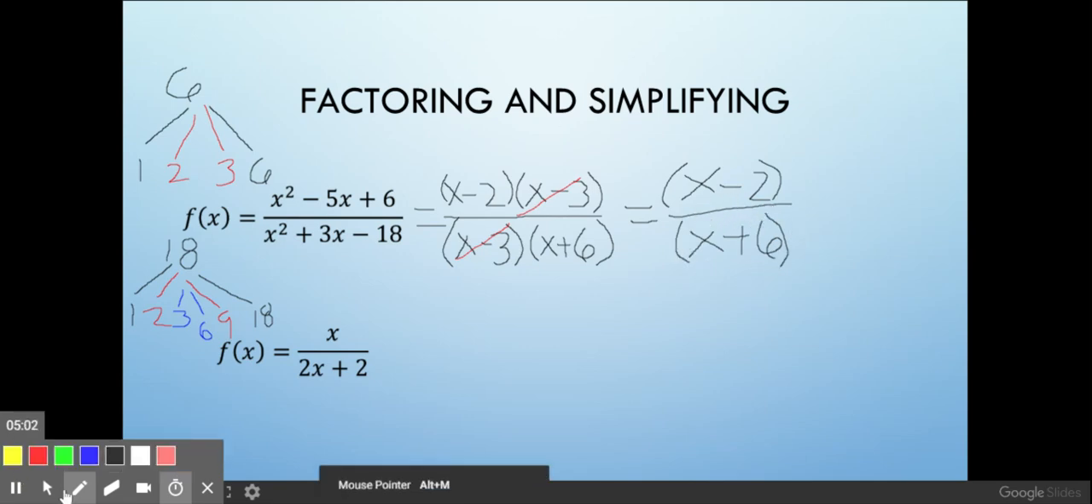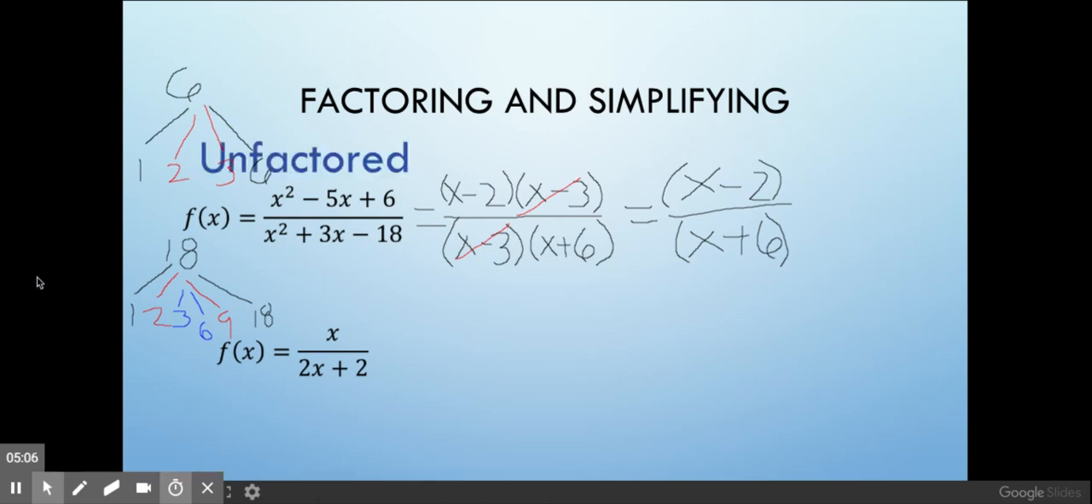So here we have three ways of writing a rational function. We have the unfactored. So this is before we factored. We have the factored and we have the simplified. So unfactored, then we factor, and then we simplify.